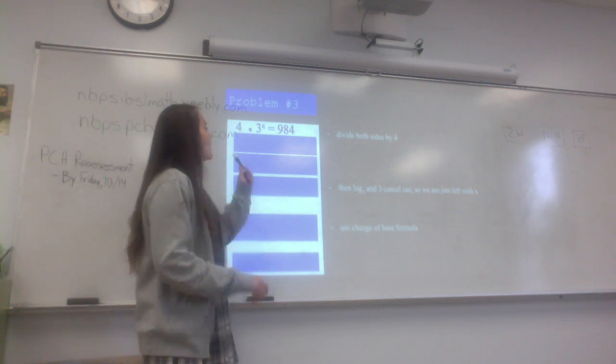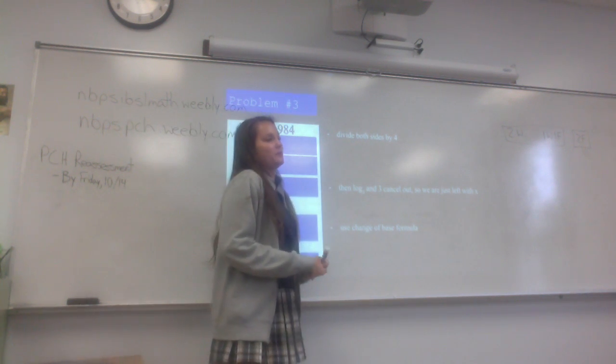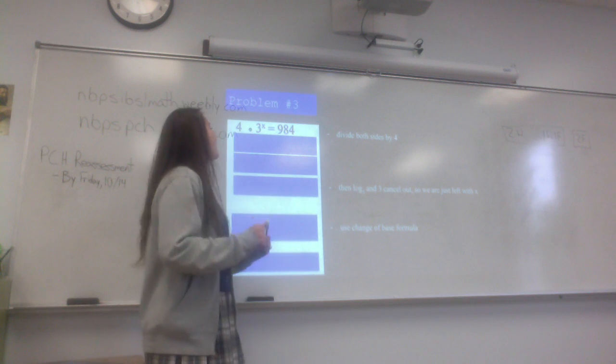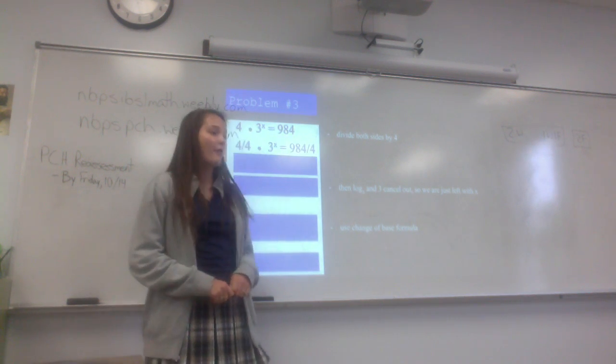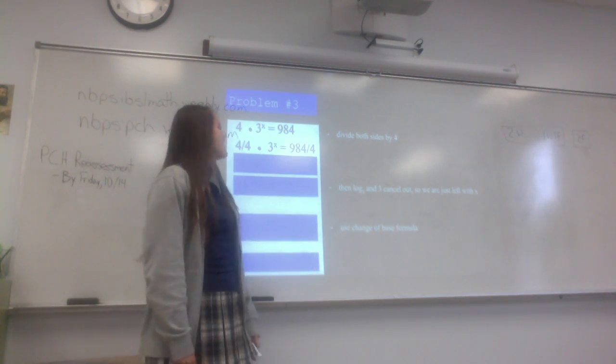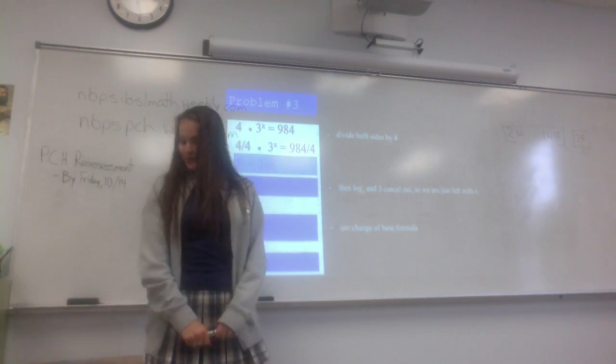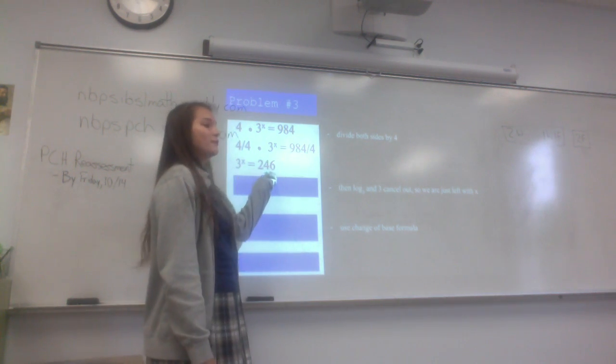So, what do you think we should do? What will our first step be? Divide by 4. Great. So we divide both sides by 4, as it's shown right here. We divide this, and then we will be left with 3 to the x power equals 246.